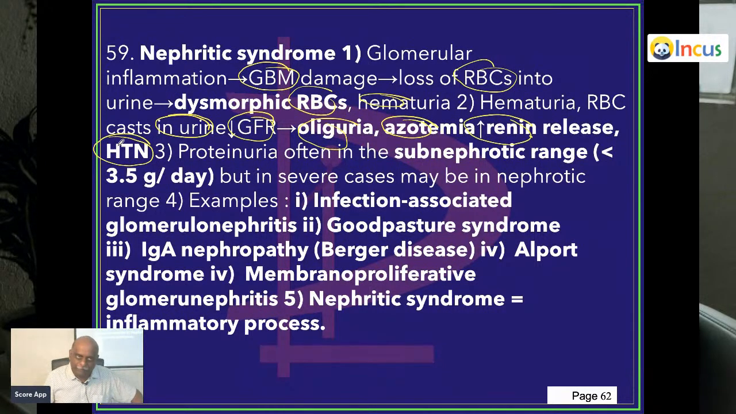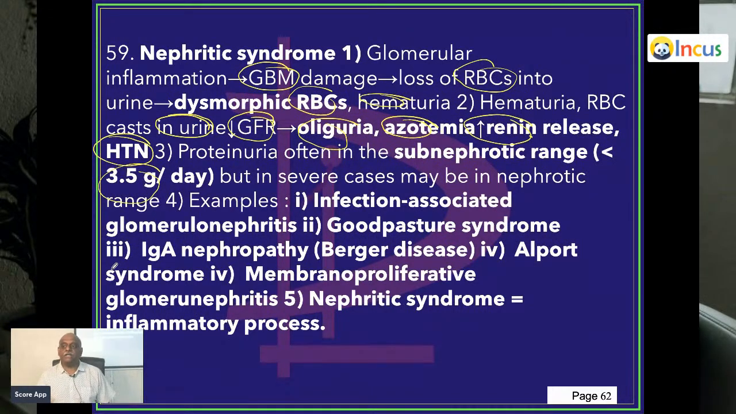There will also be proteinuria because GBM is destroyed, but it will be subnephrotic range proteinuria. What is meant by nephrotic range proteinuria? If the amount of protein lost is more than 3.5 grams per day, then you call it nephrotic range proteinuria, is what you need to remember.